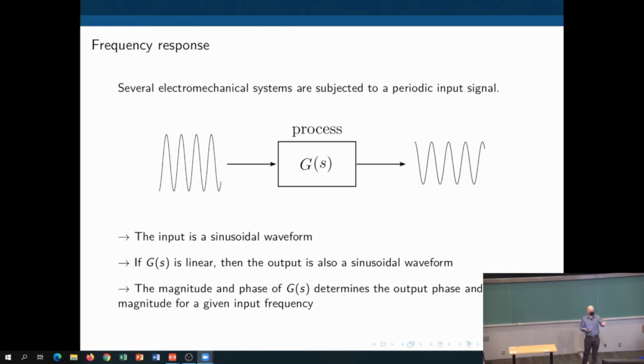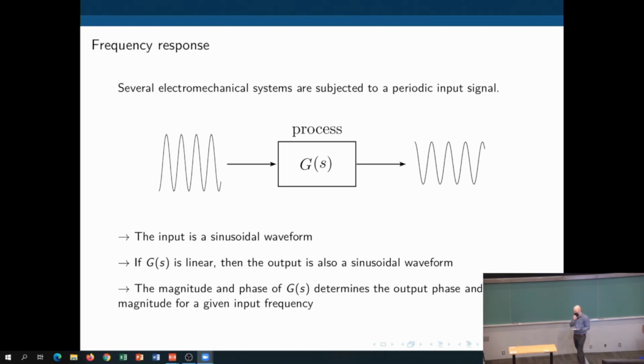So here we have a process G(s). We give this process a sinusoidal waveform, and you see what happens in the output. If G(s) is a linear time invariant system, and the input is a sinusoidal waveform, the output is also a sinusoidal waveform with the same shape and frequency, but with a magnitude that is different and perhaps a phase shift compared to the input.